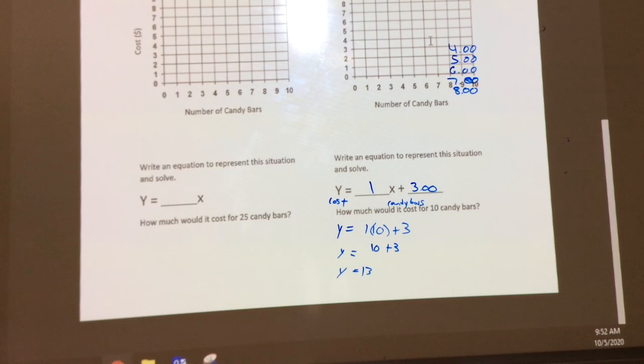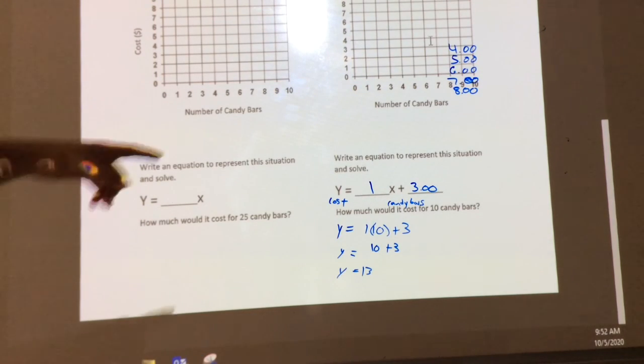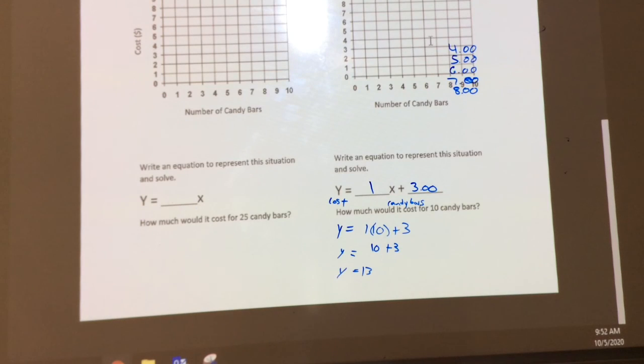All right, my second favorite number is 77. How much would 77 candy bars cost with this equation? It's 80. All you have to do is add 3. Good. 77 times 1 is 77, plus the $3 shipping and handling fee is 80. Okay, now let me show you something. I'm going to scroll back up to my graph real quick.